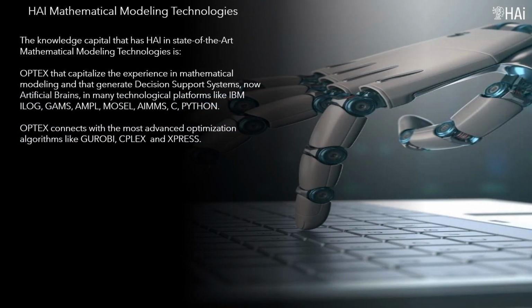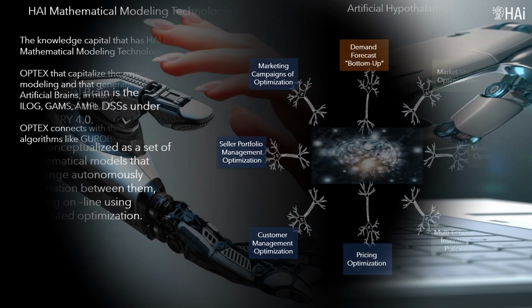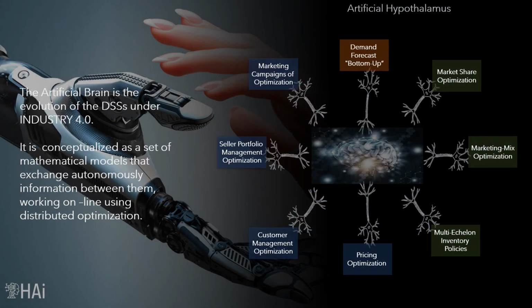OPTEX generates artificial brains, or DSS, in many technological platforms, like IBM Alog, GAMS, AMPL, Mosel, AIMS, C, and Python. OPTEX connects with the most advanced optimization algorithms like Gurobi, Cplex and Express. The artificial brain is the evolution of DSS under the Industry 4.0 revolution that is conceptualized as a set of mathematical models that exchange information autonomously between them, working online, using distributed optimization.